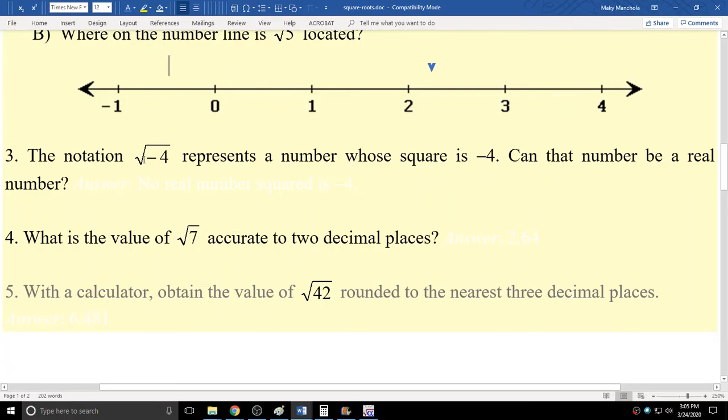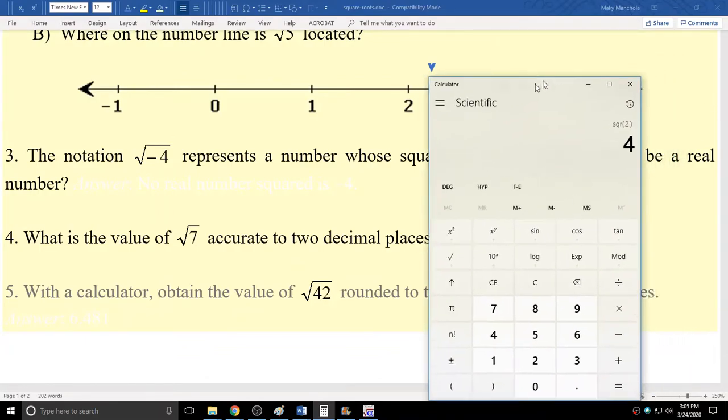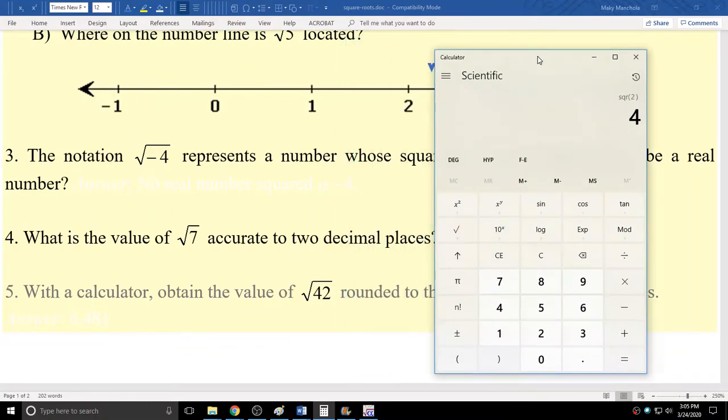The notation square root of negative 4 represents a number whose square is negative 4. Can that number be a real number? Well, let's see. Could it be 2? 2 to the second power is 4. So the square root of negative 4 cannot be 2 because 2 squared is not negative 4. Now, it's not going to be 0 because when you square 0, what do you get? 0 squared is 0.